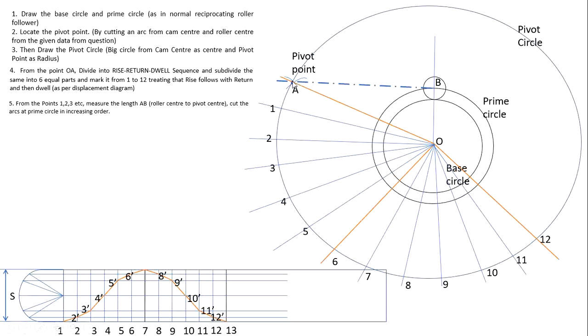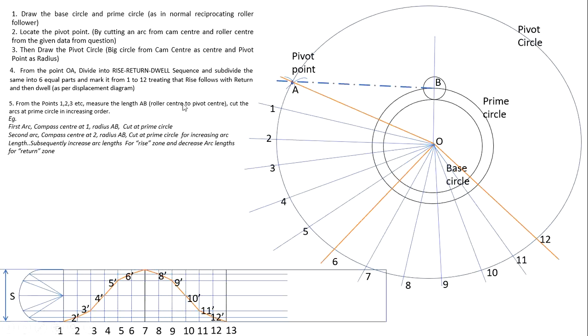Now we know the length OA, that is the distance between the cam center and the pivot point. So from each and every point we have to cut an arc on the prime circle for the same radius. So for example, for the radius of AB, from this point we have to measure the length AB, and from point 1 we have to cut the arc like this. So similarly we have to measure AB from point 1 and cut the arc here.